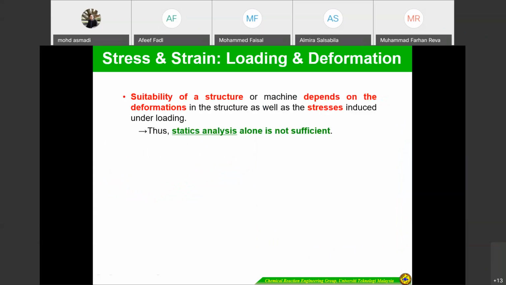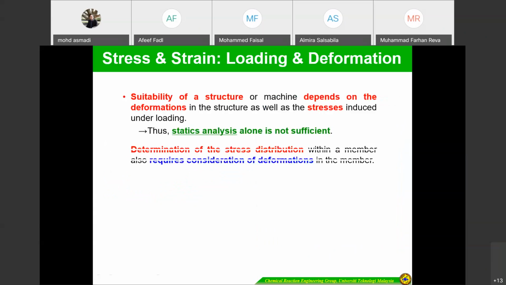Okay, so the suitability of a structure or machine depends on the deformation in the structure as well as the stress induced under loading. Thus, static analysis alone is not sufficient. What we did before was static analysis, in the previous chapter. We just calculated the force for each member, the internal force, and the axial loading, but we never considered the deformation. The determination of the stress distribution within a member also requires consideration of deformation in the member, so you have to remember whether it is going to rupture or not.